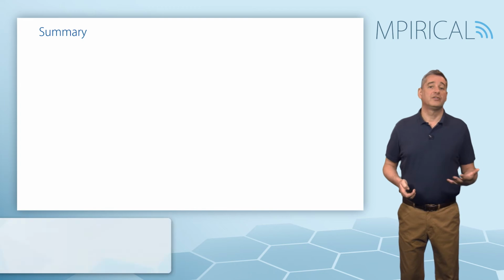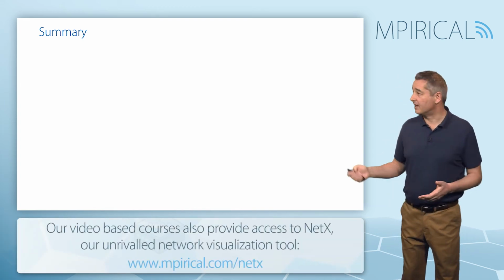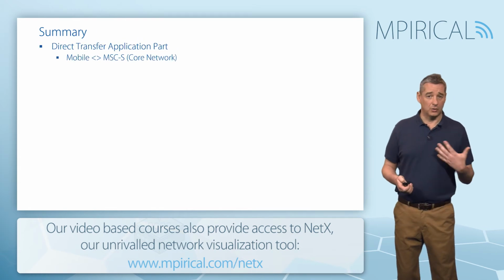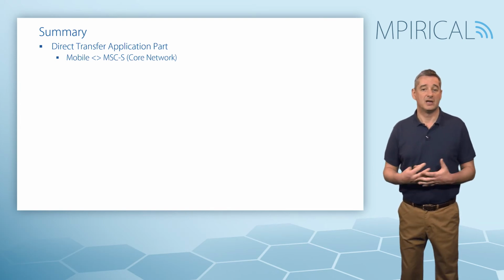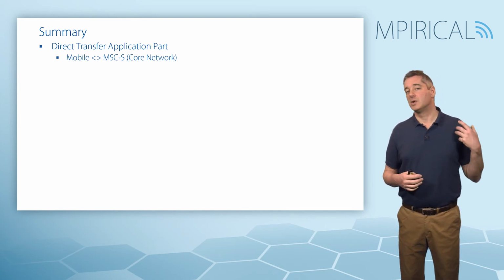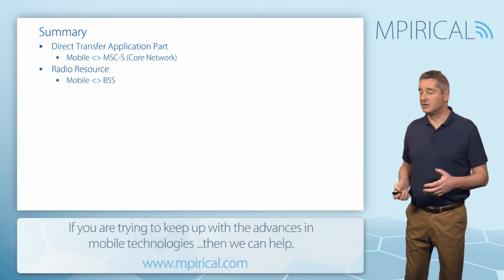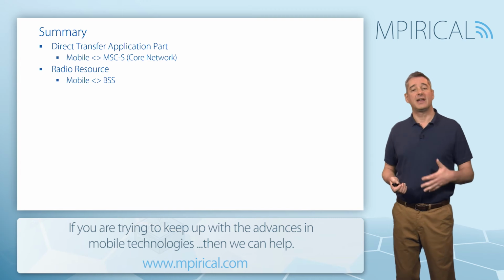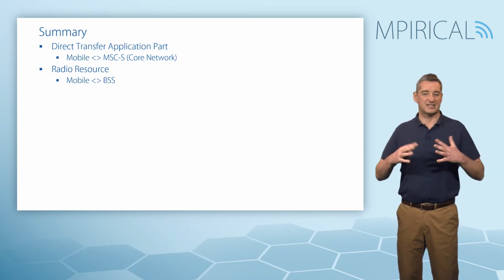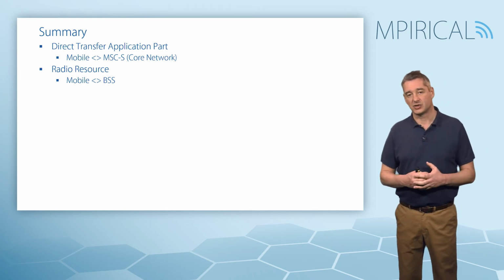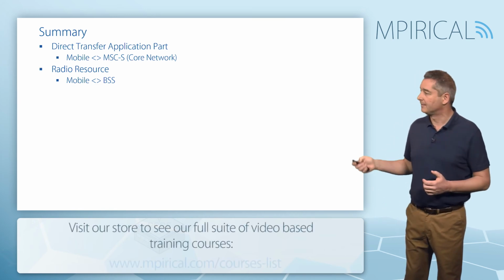So, in summary, what have we seen in this high-level overview of our protocols operating across the GSM air interface? As far as our first protocol, DTAP, Direct Transfer Application Part, we could see this was really a combination of specific signalling messages running between the mobile and the core network, or our MSC server. In addition, we also have radio resource, which again carried either common or dedicated signalling, but this was really associated with establishing and maintaining the connections just across the GSM air interface.